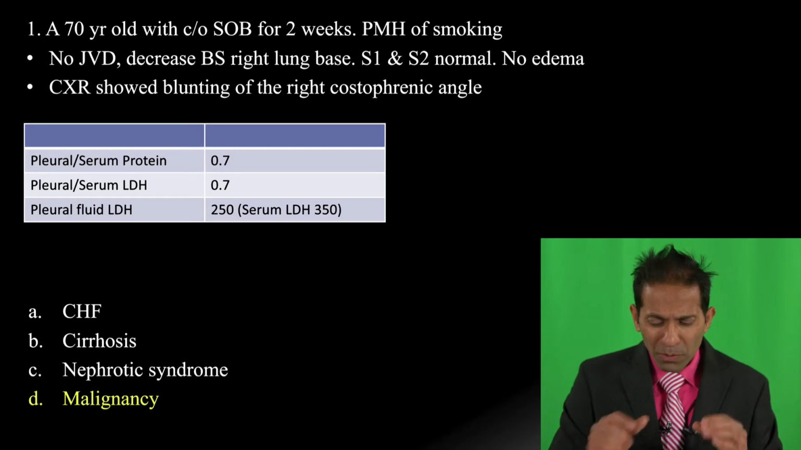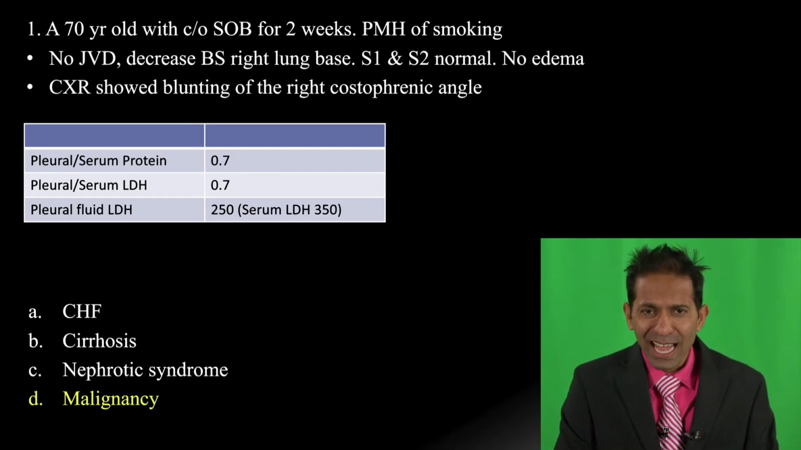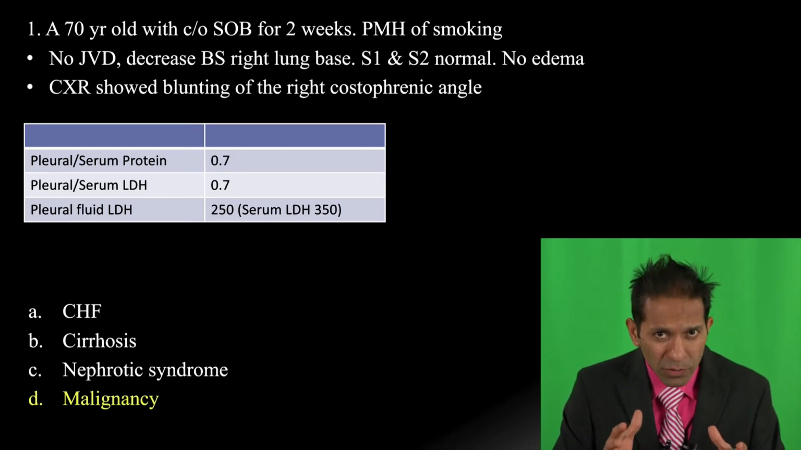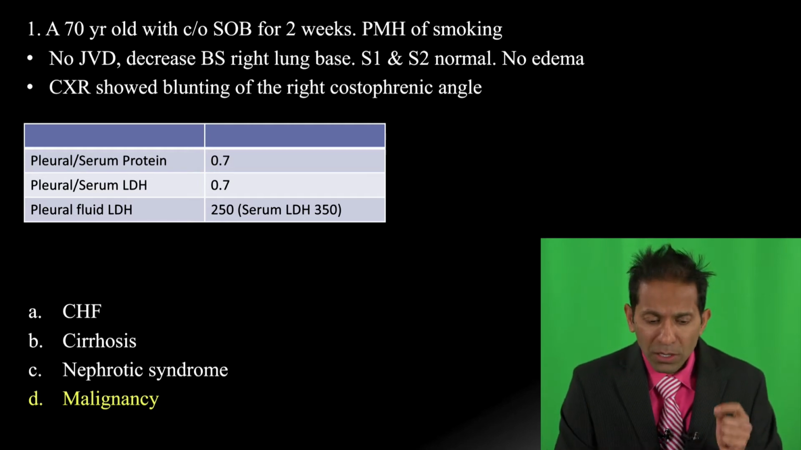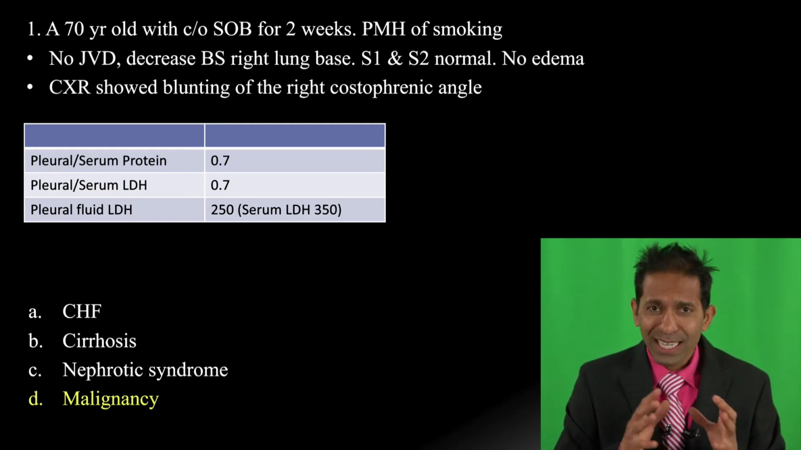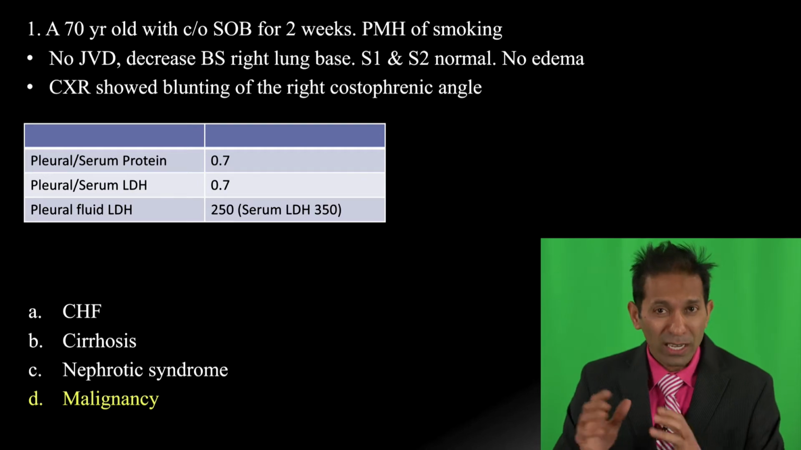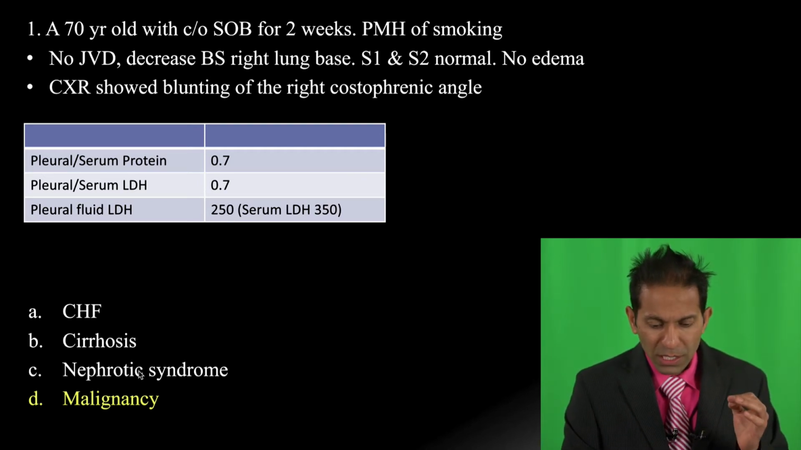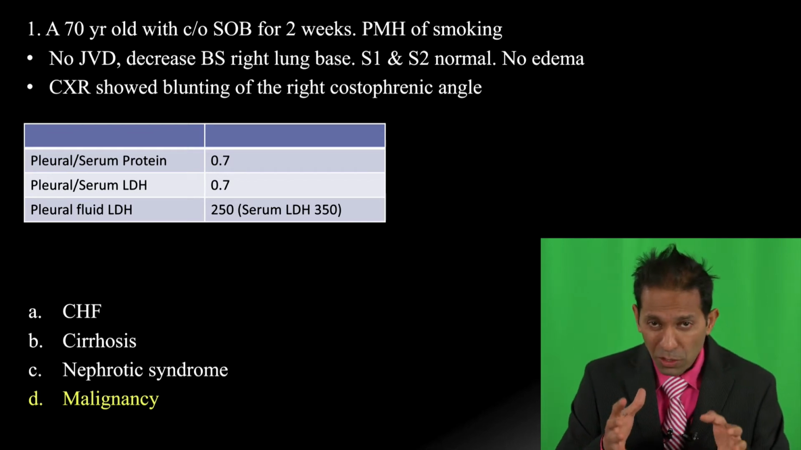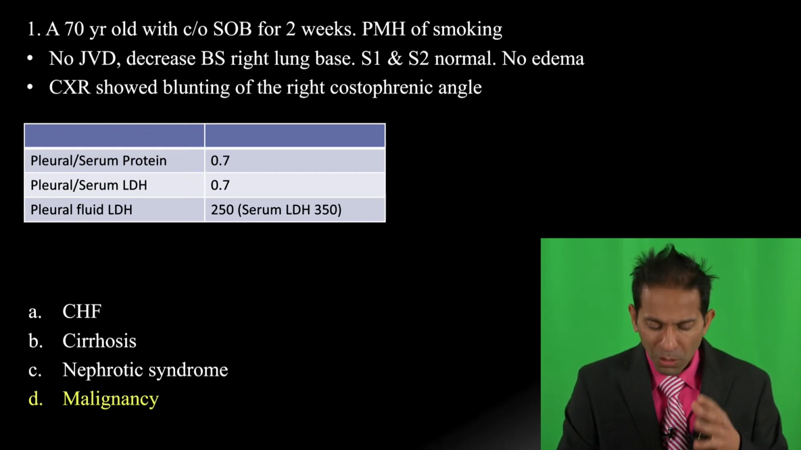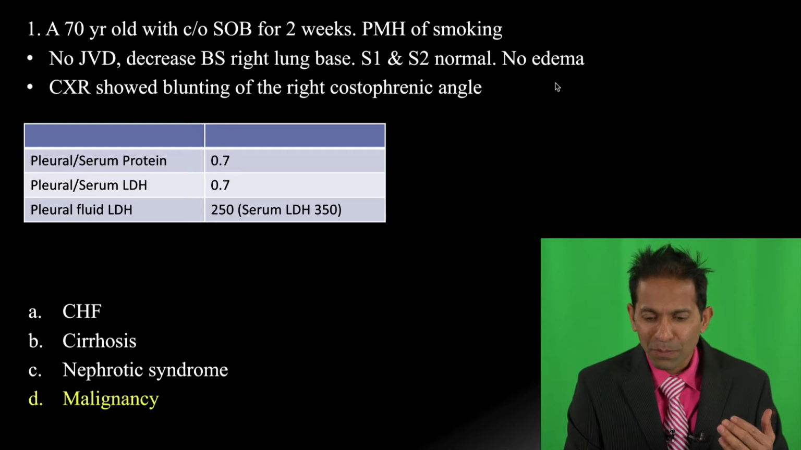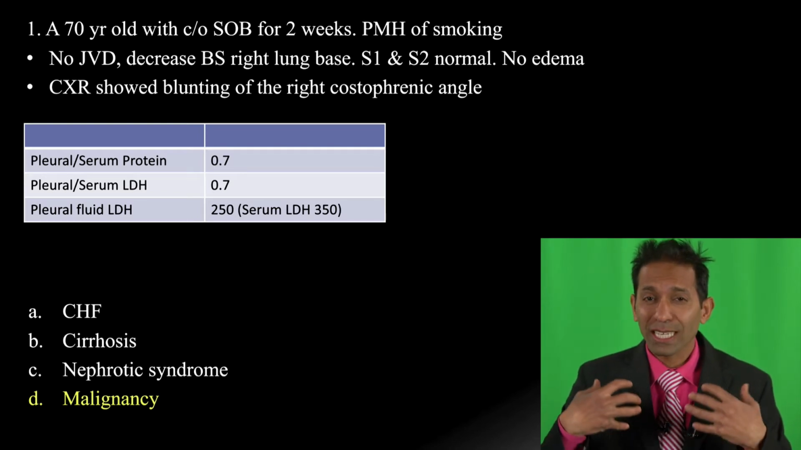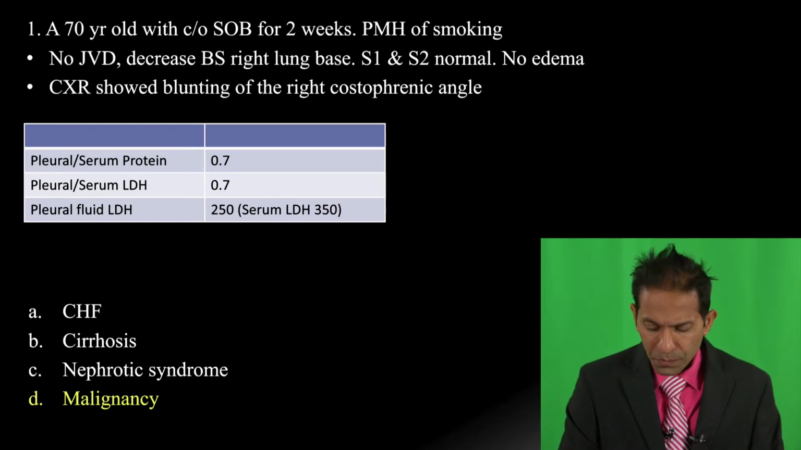Based on his pleural fluid analysis, most likely he has an exudative effusion. Exudative effusion is typically seen in patients who have malignancy or infection. Congestive heart failure, cirrhosis, and nephrotic syndrome give you a transudative effusion. We'll talk about that. Now, one more clue in this question is that this patient has a history of smoking. So smoking predisposes to lung cancer, which can cause exudative pleural effusion.